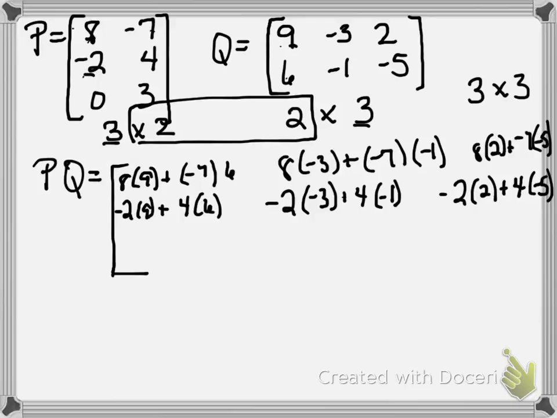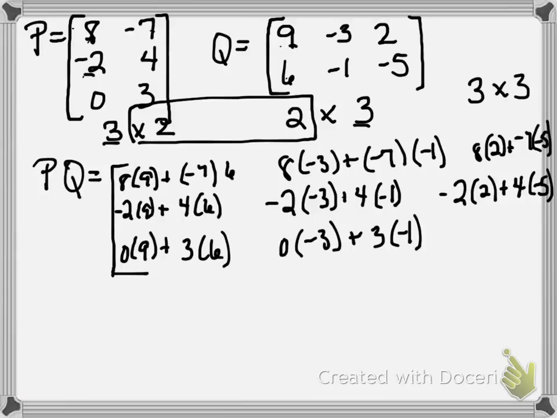Okay, now I'm moving to third row, first column, so I'm going to do the third row times the first column. 0 times 9 plus 3 times 6. Still third row, but now the middle column, so I have 0 times negative 3 plus 3 times negative 1. Third row, third column, 0 times 2 plus 3 times negative 5.